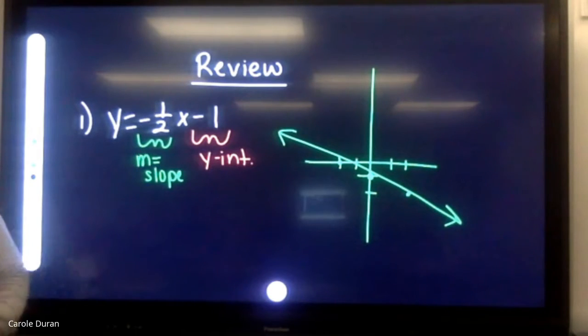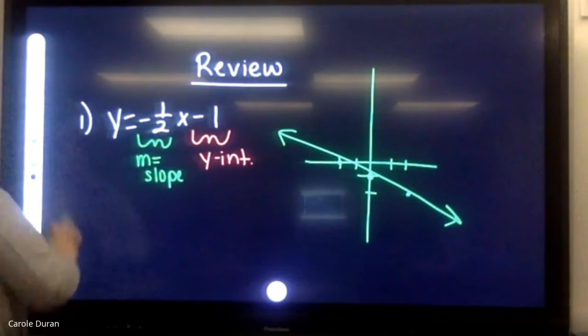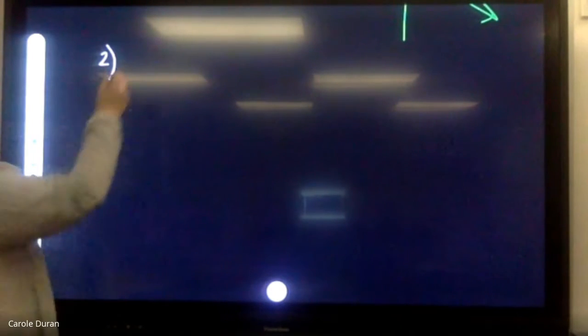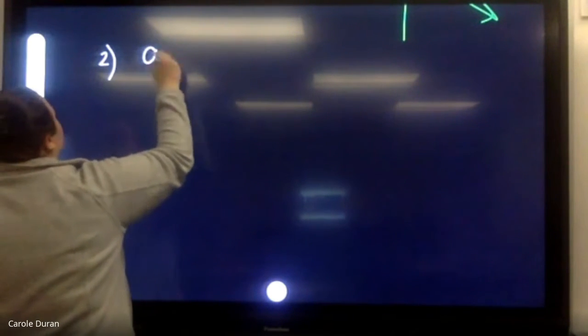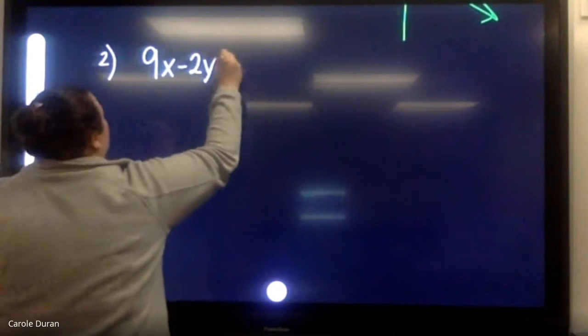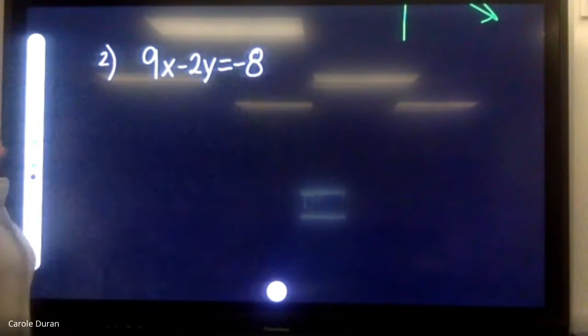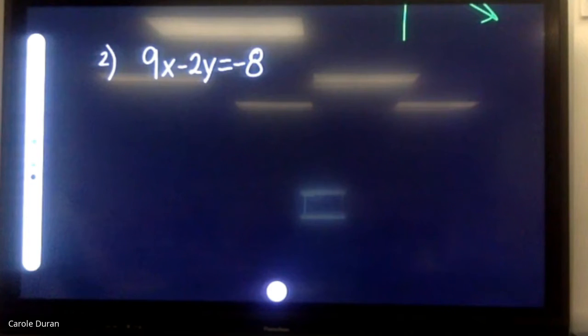Okay, number 2. We're gonna do the same thing, except it was not given to us in the nice pretty slope intercept form, which means we're going to have to manipulate it a little bit. So I have 9x minus 2y equals -8. The only way to pull out information about this is to get it into that slope intercept form, which means I need to get y by itself.